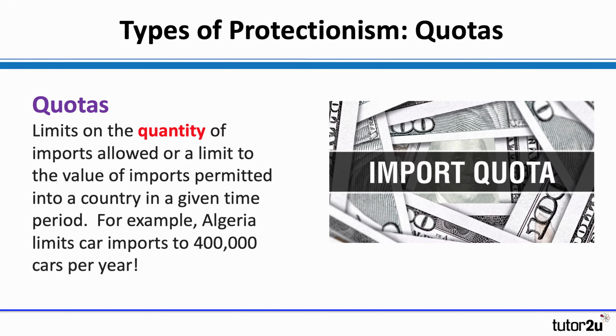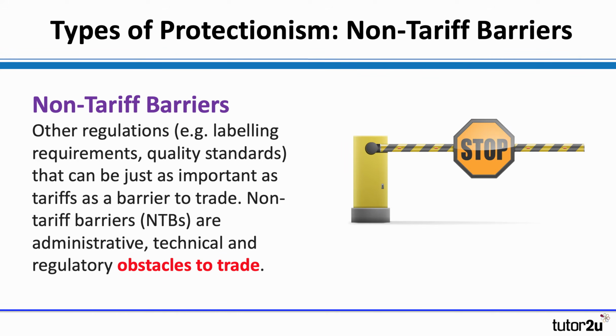Now, if a tariff is a tax or duty on the price of a product, a quota is a limit on the quantity, the number or volume of imports of a particular product that is allowed. So it could be, for example, that Algeria has a limit on how many cars can be imported into the country each year. So tariffs are all about a tax, quotas are all about a limit on the quantity, but there can also be other types of protectionism.